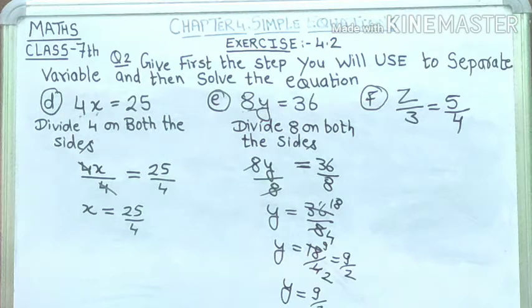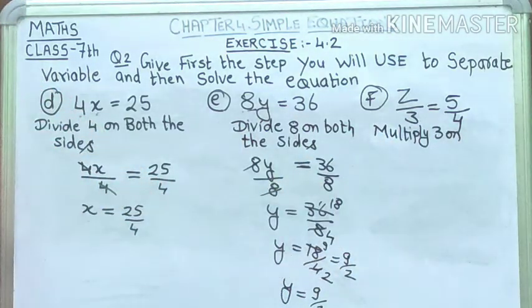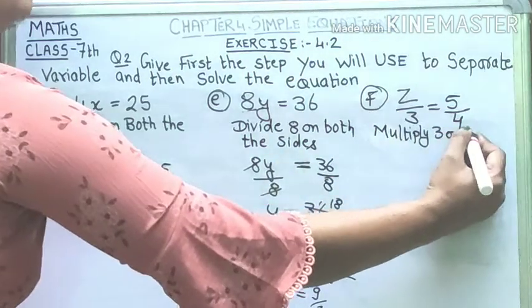So division is given, and whenever the division is given, what do we have to do? Yes, correct. We have to multiply it. What will we multiply? Yes, 3. We will multiply 3 on both the sides. So we have to write the step. We can write it as multiply 3 on both the sides.